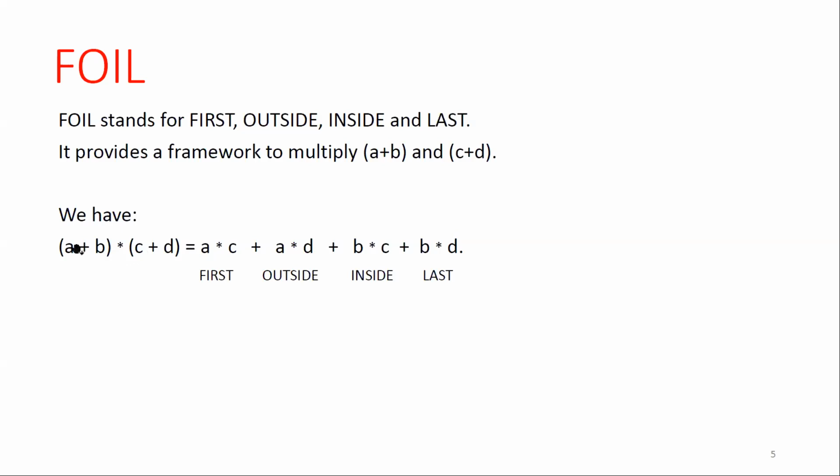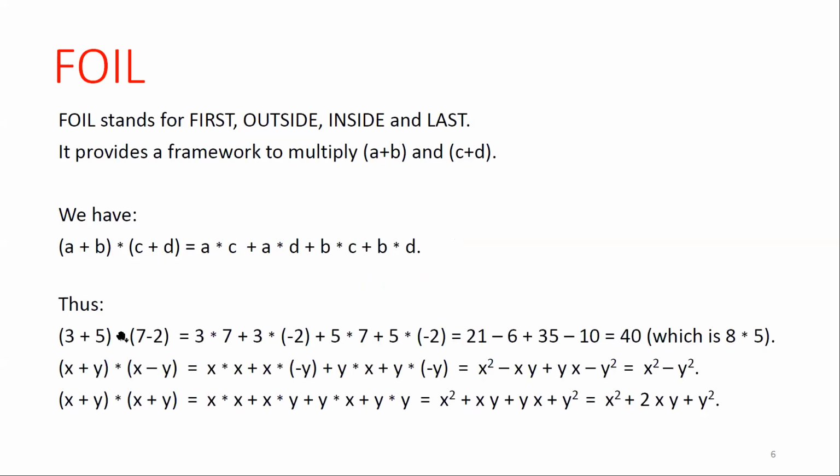And then the outside would be the a and the d. The inside would be the b and the c. And the last would be the b and the d. So if you look at it, we can write this as a times c plus d plus b times c plus d. So there's going to be 4 terms, and FOIL is just a way to make sure you don't forget which goes where.